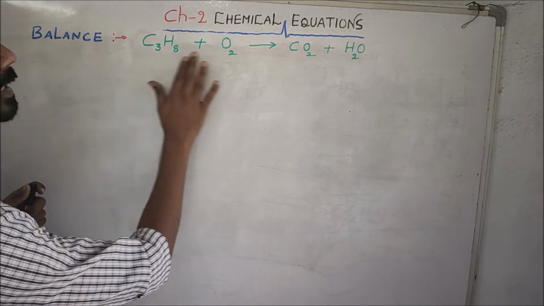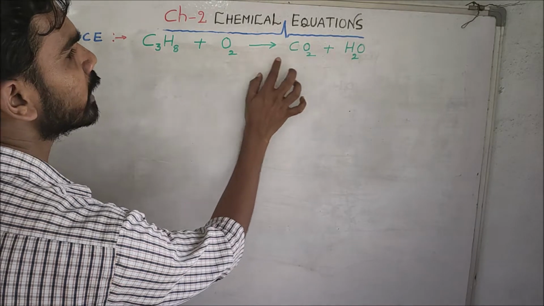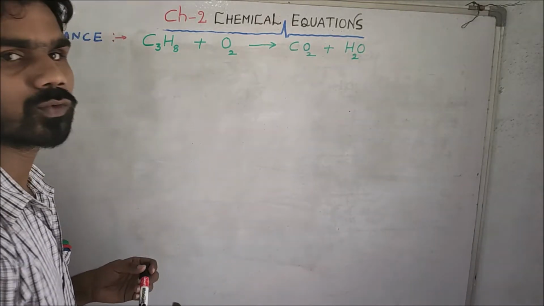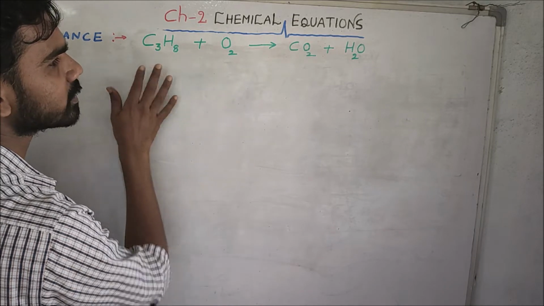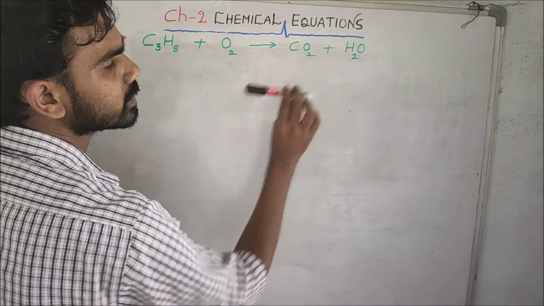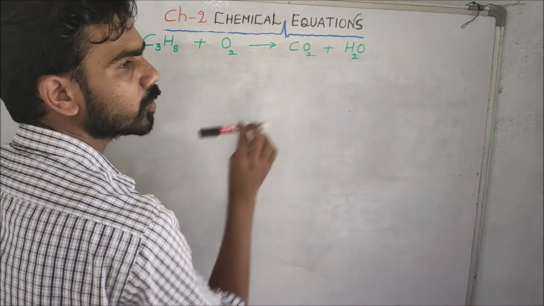The moment you see the question: balance C3H8 plus O2 gives rise to CO2 plus H2O. These are called reactants. These are called products. How many reactants? 2 reactants. How many products? 2 products.